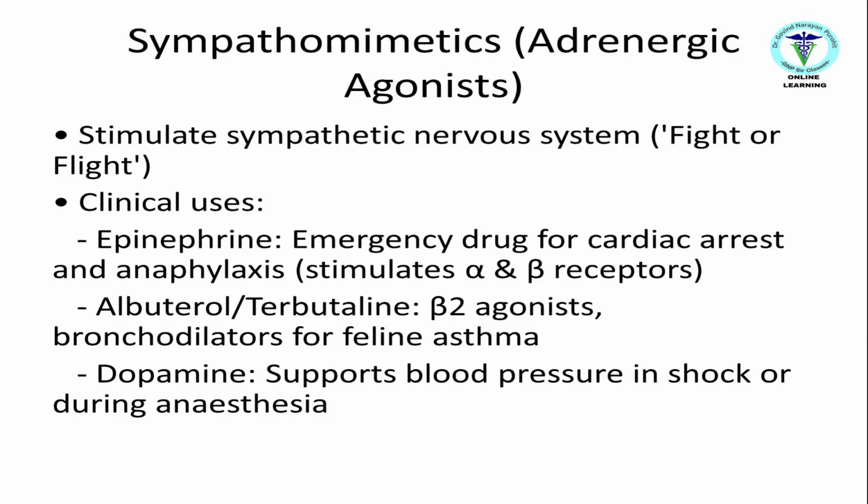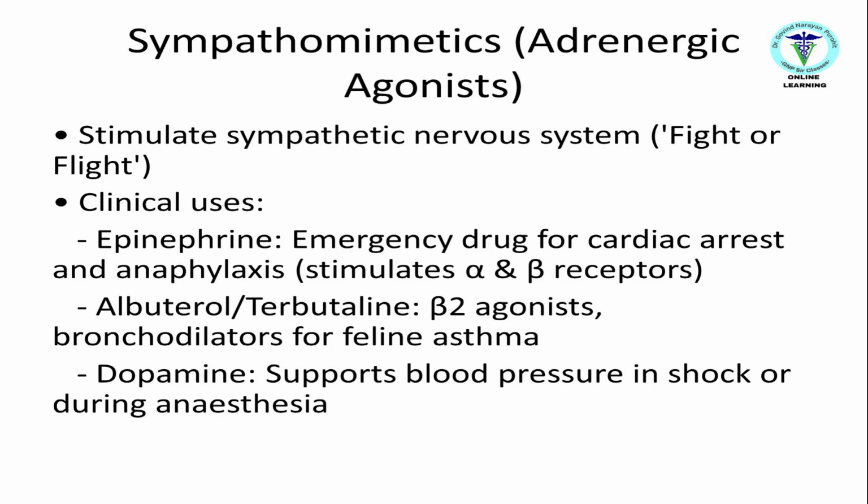Sympathomimetics, also called adrenergic agonists, stimulate the sympathetic nervous system, producing fight or flight responses such as increased heart rate, bronchodilation, and vasoconstriction. They act by activating alpha and beta adrenergic receptors, depending on the drug and target tissue. Key drugs and their clinical applications include epinephrine, a critical emergency drug used in cardiac arrest and anaphylaxis. It stimulates both alpha and beta receptors, causing increased heart rate, vasoconstriction, and bronchodilation.